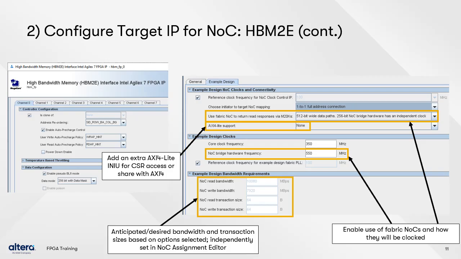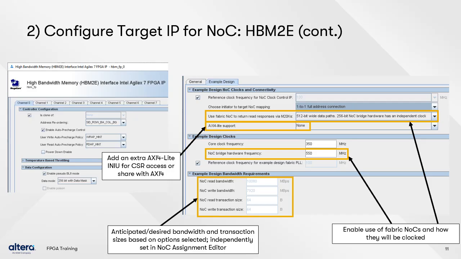The NoC bridge hardware frequency option sets the clock used to drive the other 256-bit wide channels when the 512-bit wide option for both the read and write channels is selected to enable the fabric NoC. This option switches to read-only AXI data path frequency if the 512-bit wide path is enabled only for the read channel to specify its separate clock frequency from the other channels.